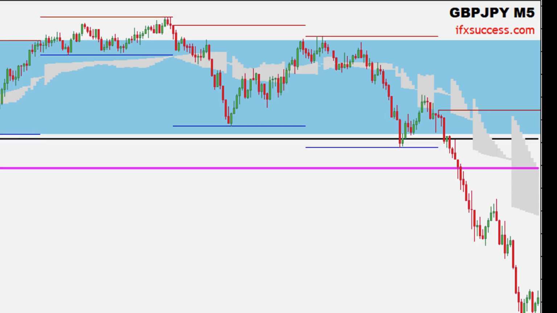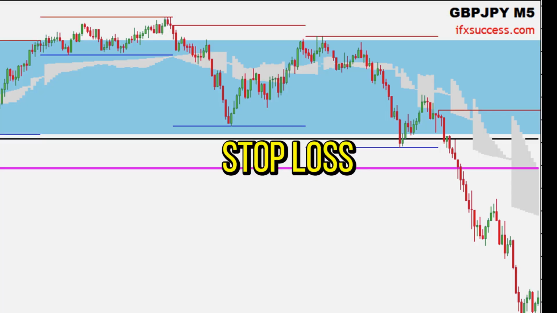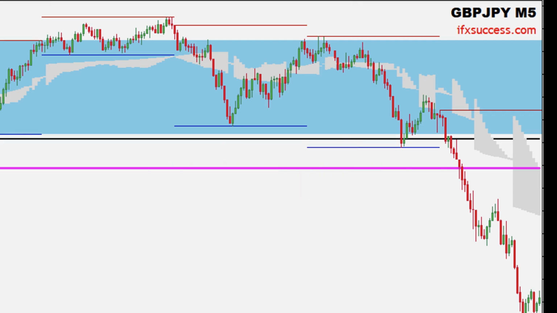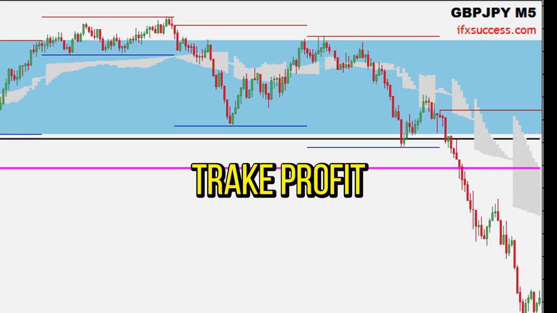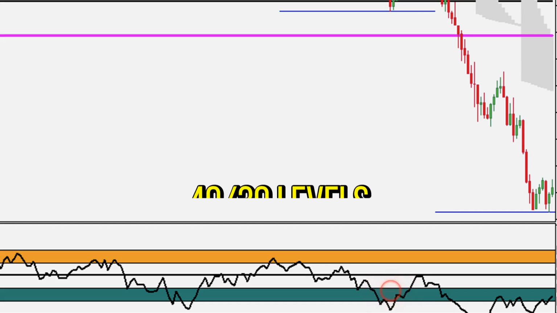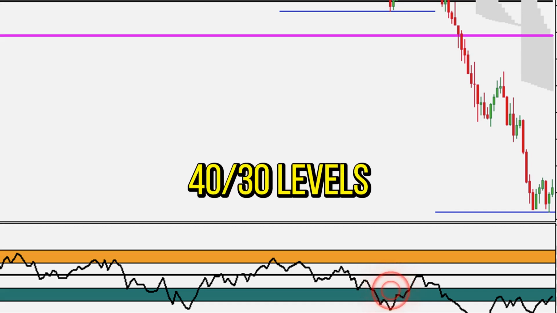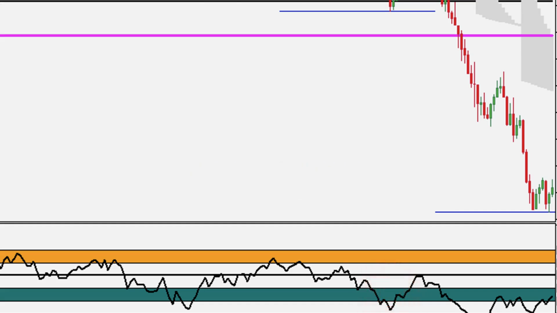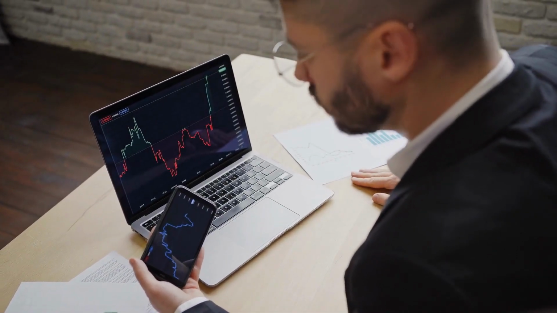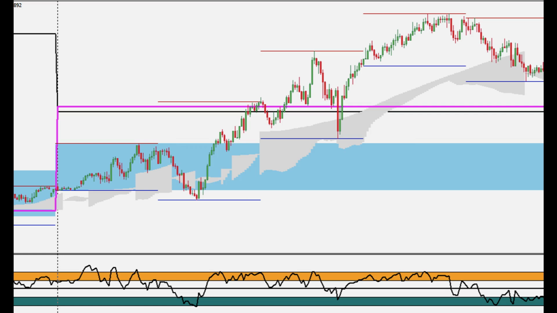For managing the trade, if you choose to use a stop loss, you can place it just above the prior 4-hour high. For take profit, consider targeting the next low or monitoring RSI levels, specifically when the RSI reaches somewhere between 40 and 30, which signals potential oversold conditions. Always stay flexible and adapt your approach based on market behavior.